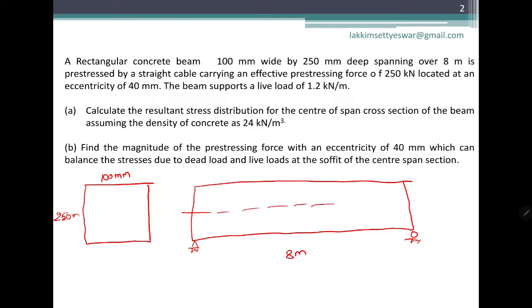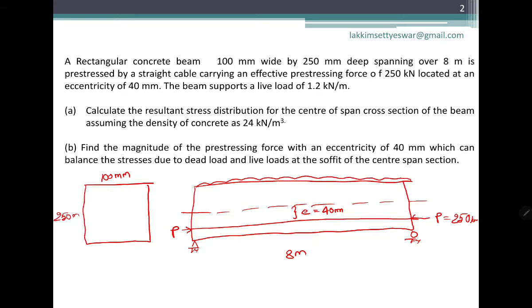Suppose this is a neutral axis. So this is a pre-stressing force P with the magnitude of 250 kilonewton. Eccentricity e is 40 mm. The beam supports a live load of 1.2 kilonewton per meter. So the live load is 1.2 kilonewton per meter.